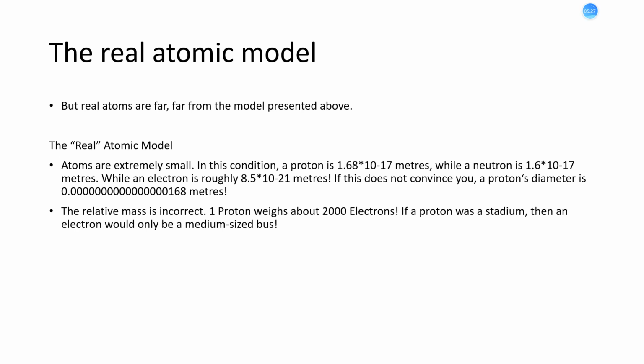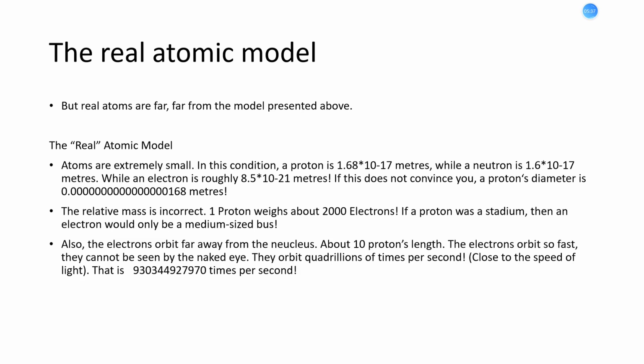The relative mass is also incorrect. A proton weighs about 2,000 electrons. If a proton was a stadium, then an electron would only be a medium-sized bus. Also, the electrons orbit far away from the nucleus, at 15 protons length. The electrons orbit so fast they cannot be seen by the naked eye, even with a scanning tunneling microscope.